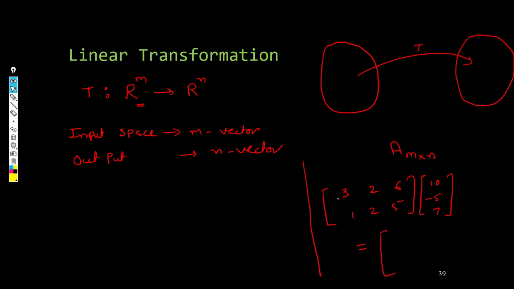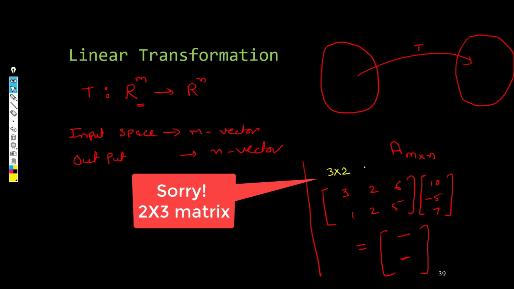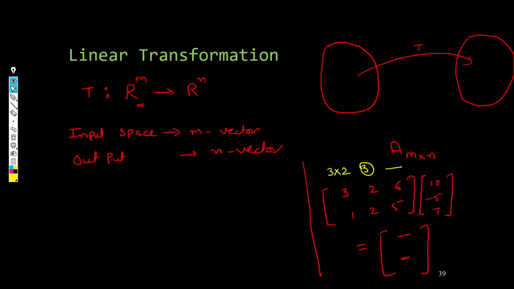Can you visualize? You will multiply the first row with this, there would be just one element here, and you will multiply this with this column and there would be just one element. So this would be a 2-dimensional vector. Now I hope you can easily visualize that your matrix dimension is 3 by 2, your input vector dimension is 3, and your output vector dimension is 2. So this is m, this is n, and this is m by n.